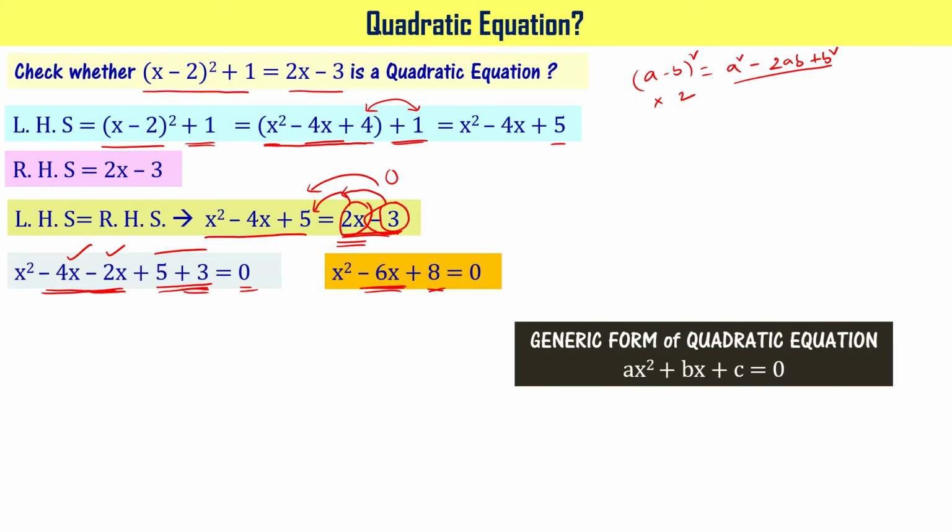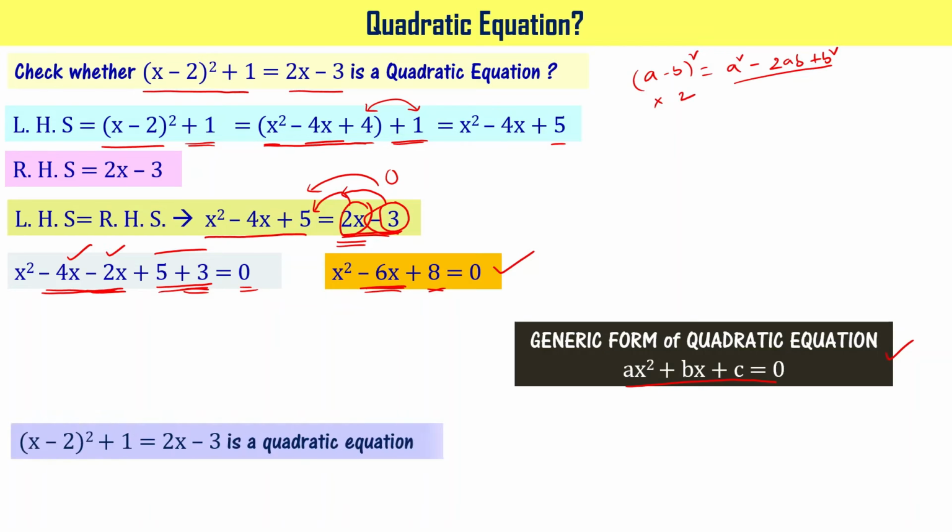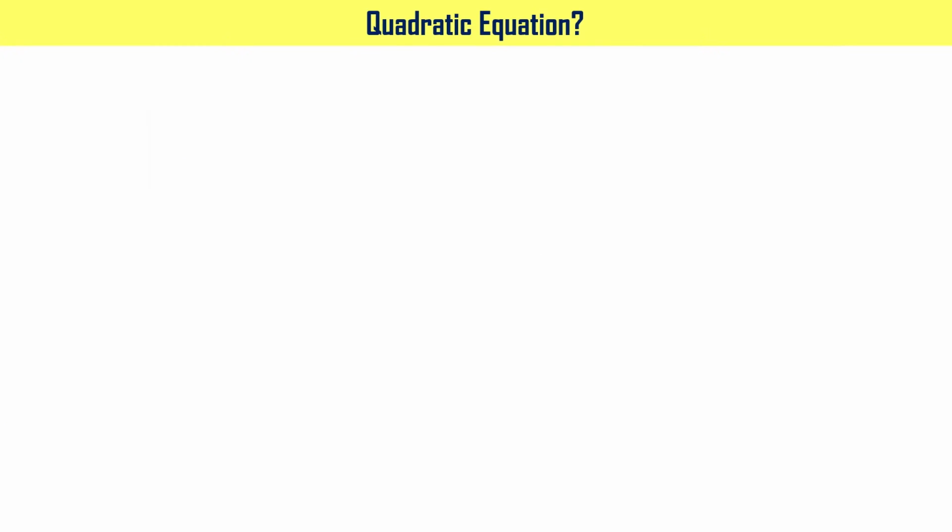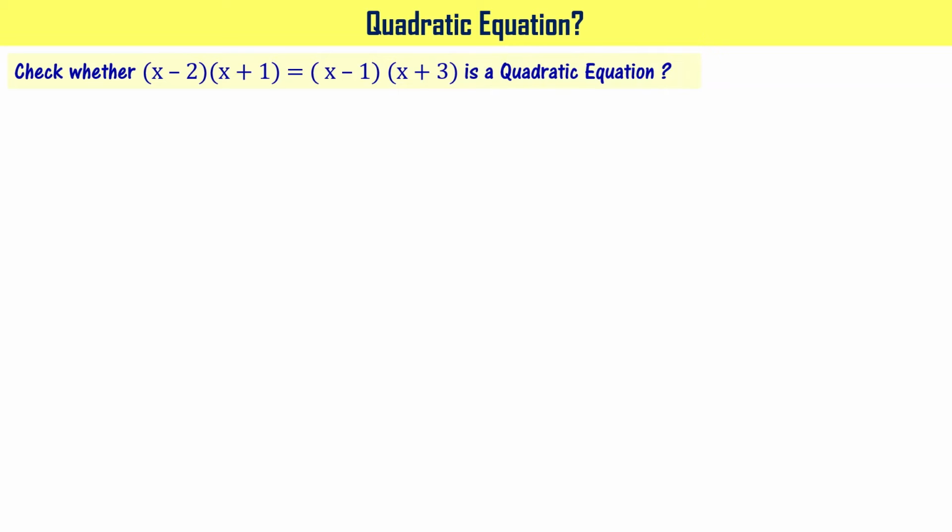We know the generic form for quadratic equation, right? That is ax square plus bx plus c equal to 0. The given equation is in the form of ax square plus bx plus c equal to 0. For that reason, we say that the given equation x minus 2 whole square plus 1 equal to 2x minus 3 is a quadratic equation. Understood? Let us consider another equation and check whether it is a quadratic equation or not.